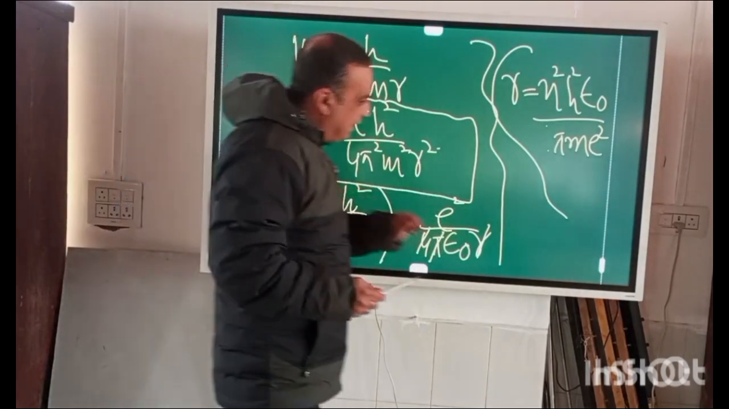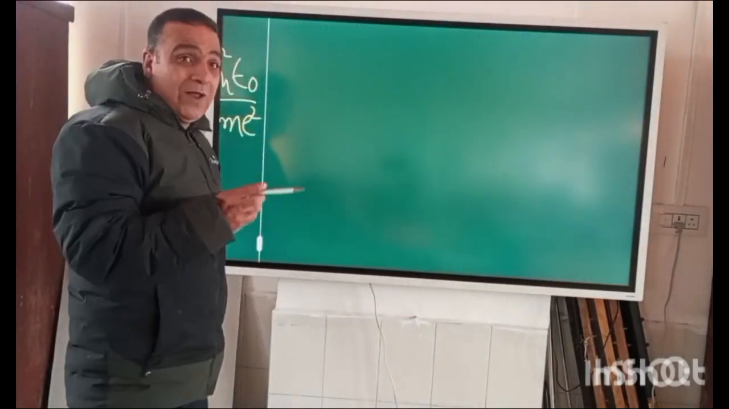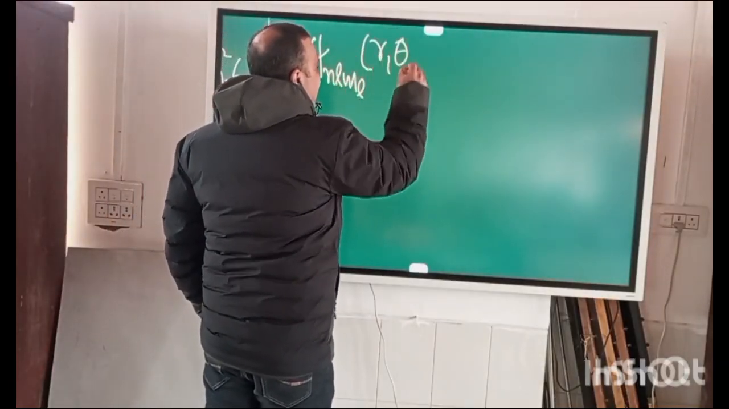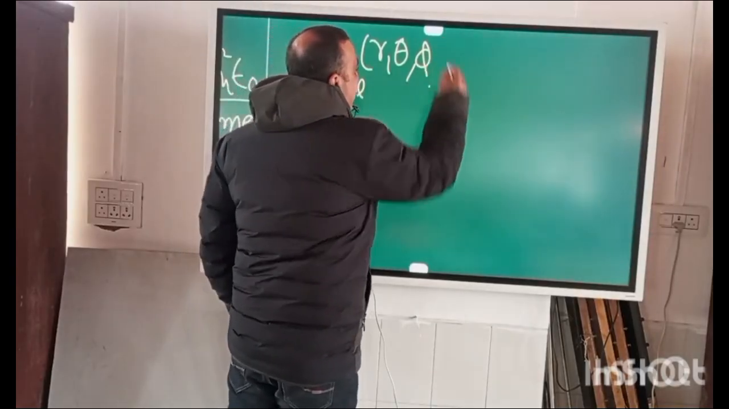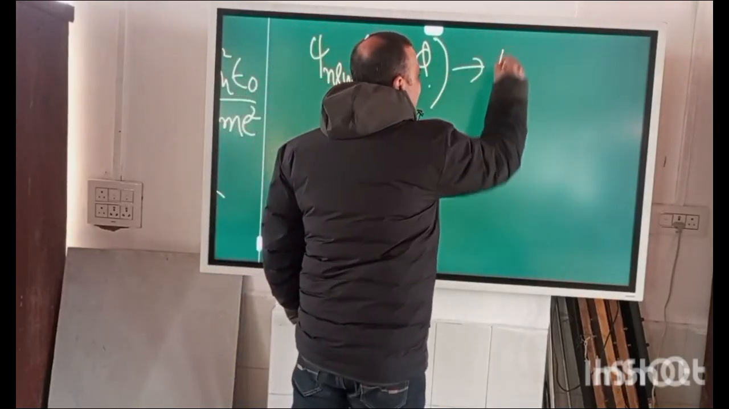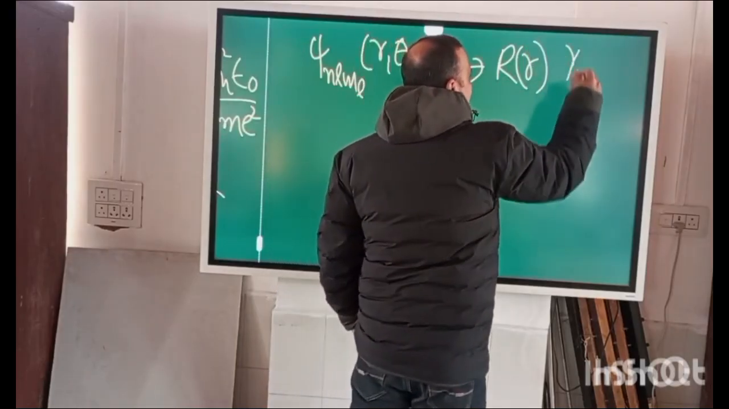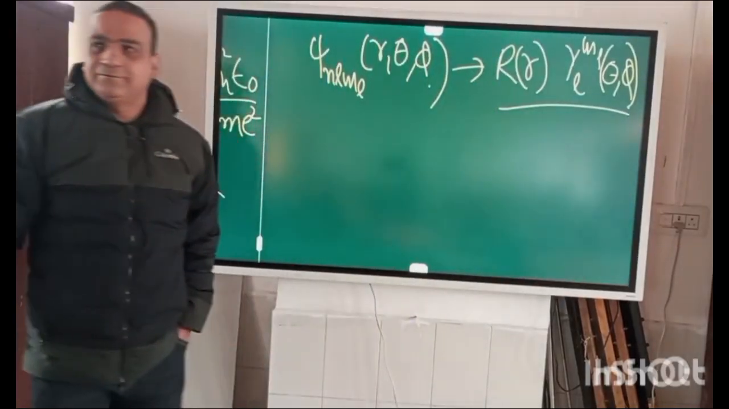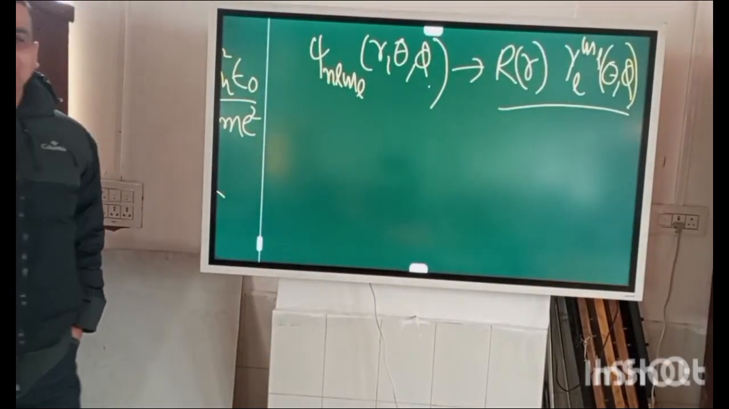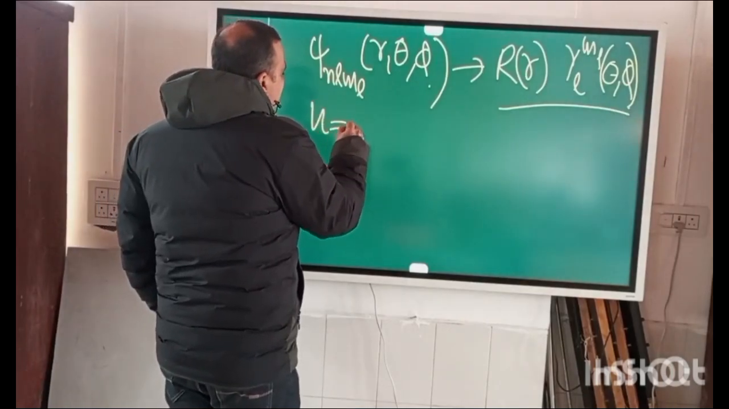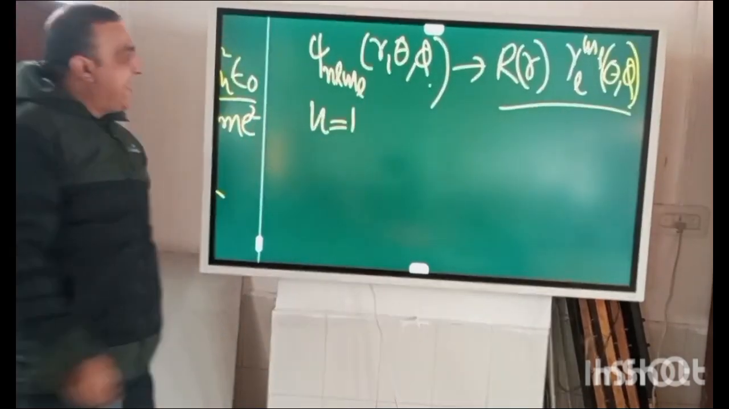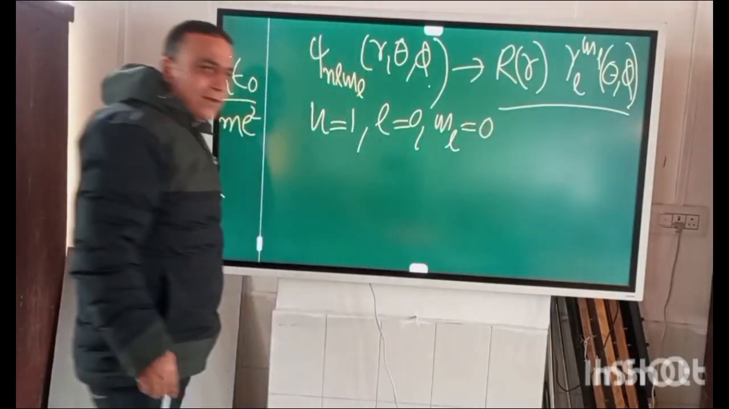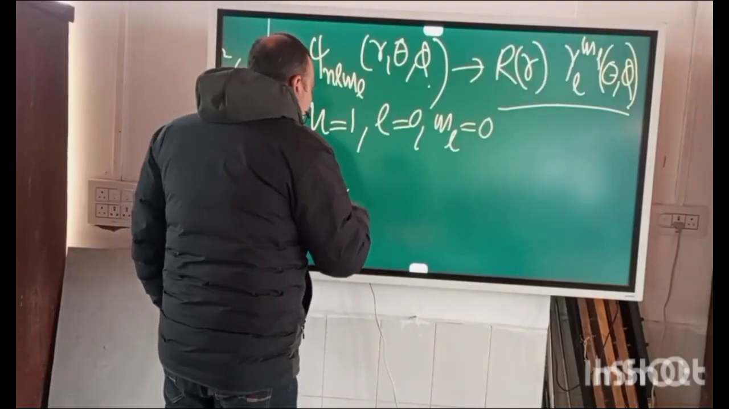Now let us try to go with a simple case. What do we have? We have psi n l m l, as a function of r, theta, and phi. This is our wave function, and we have written down its solution in terms of R of r and Y l m l of theta and phi. So, if I choose n equal to 1, l equal to 0, and m l equal to 0, what will I get? I will get psi 1 0 0.